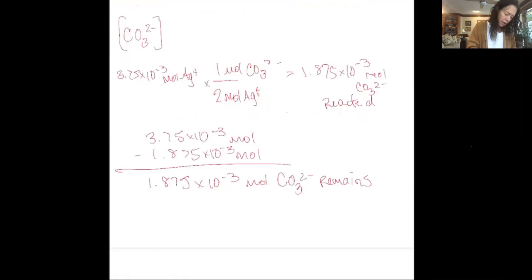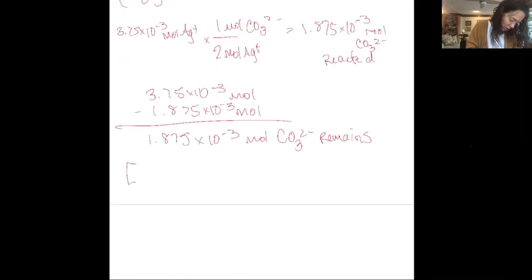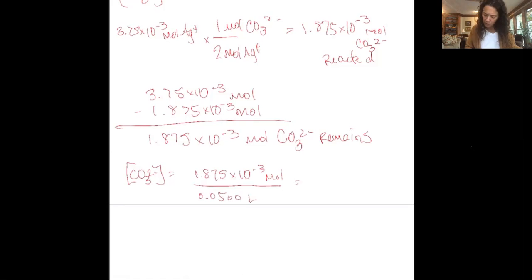All right. No, that is not our concentration. So the concentration of the carbonate ion is equal to 1.875 times 10 to the negative third moles divided by 0.0500 liters, equals 3.75 times 10 to the negative second molar.